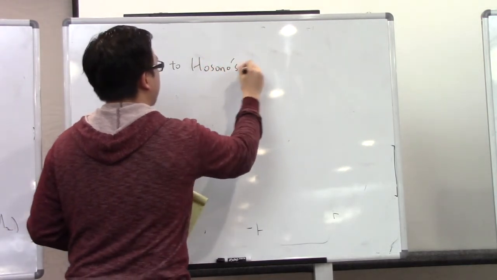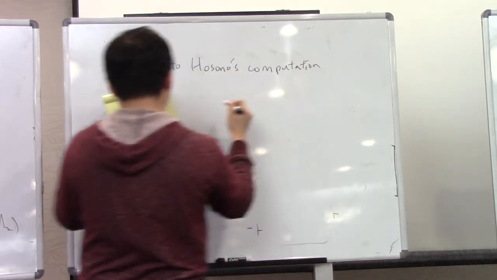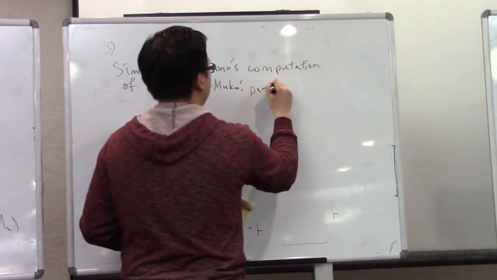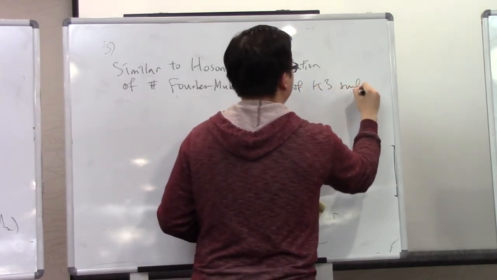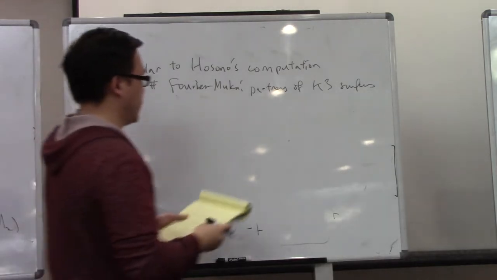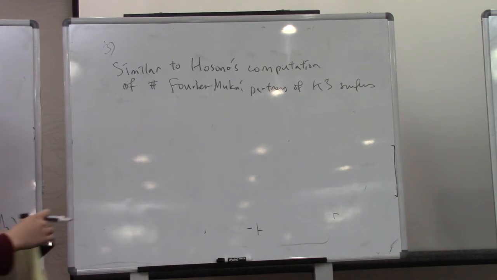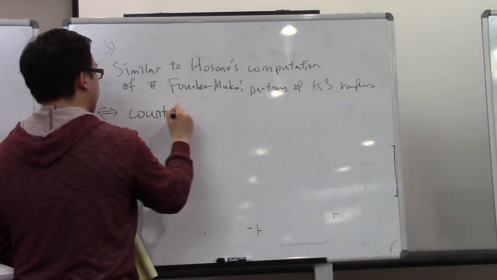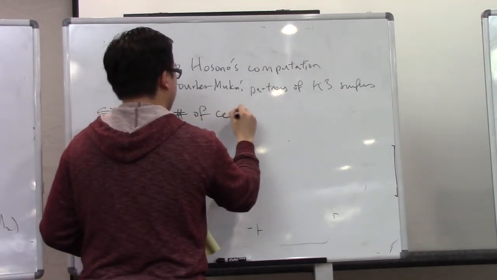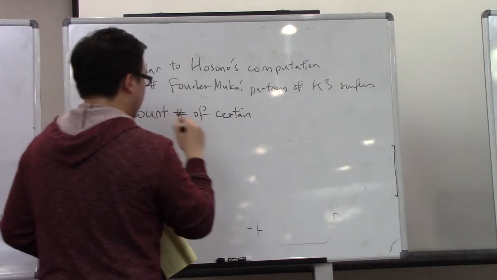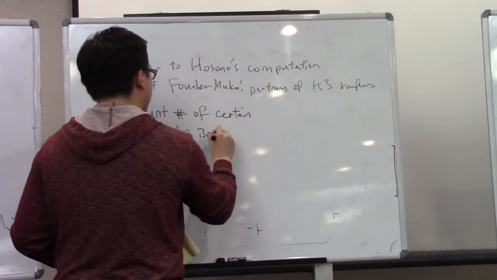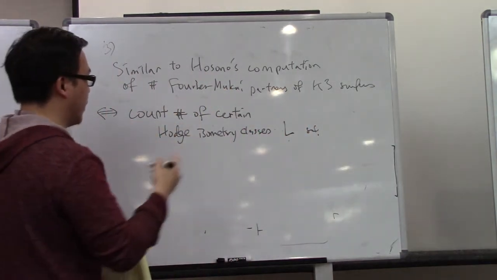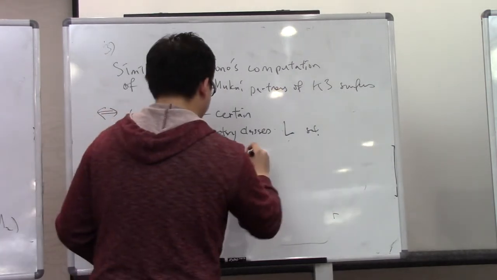Hosono's computation of the number of Fourier-Mukai partners of a K3 surface. So the counting would be equivalent to counting the number of certain Hodge isometry classes of overlattices L such that L is an overlattice of certain lattices S and T.